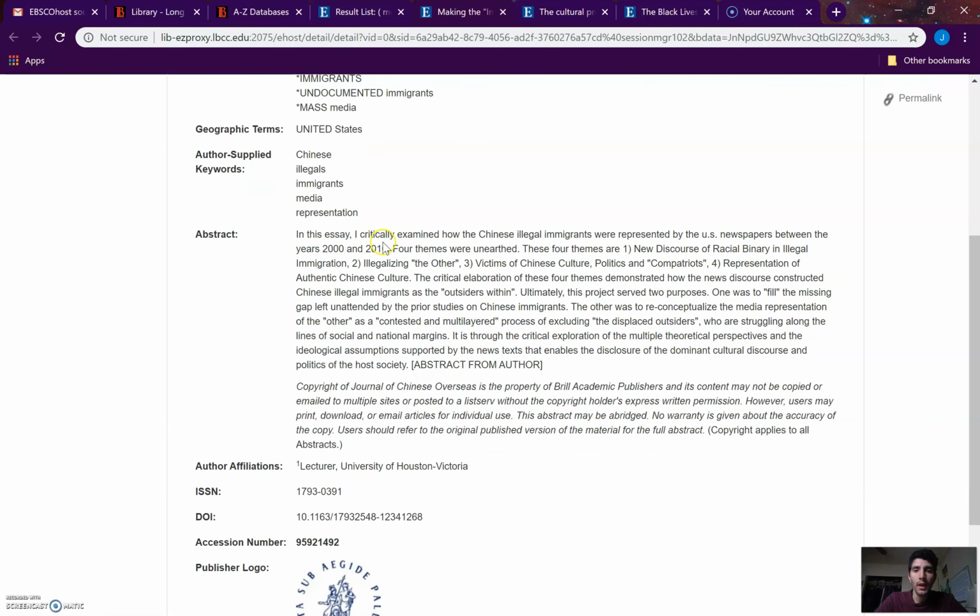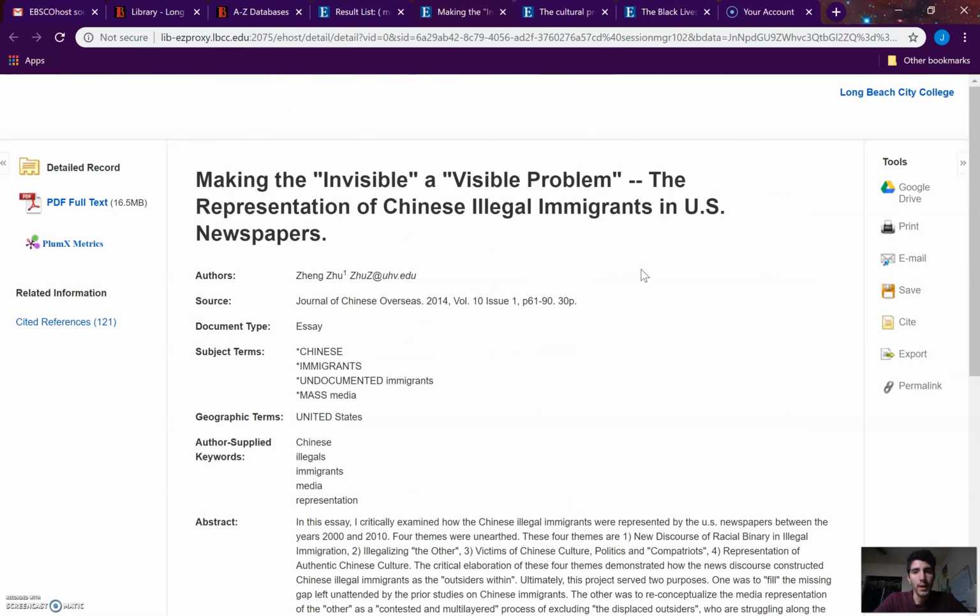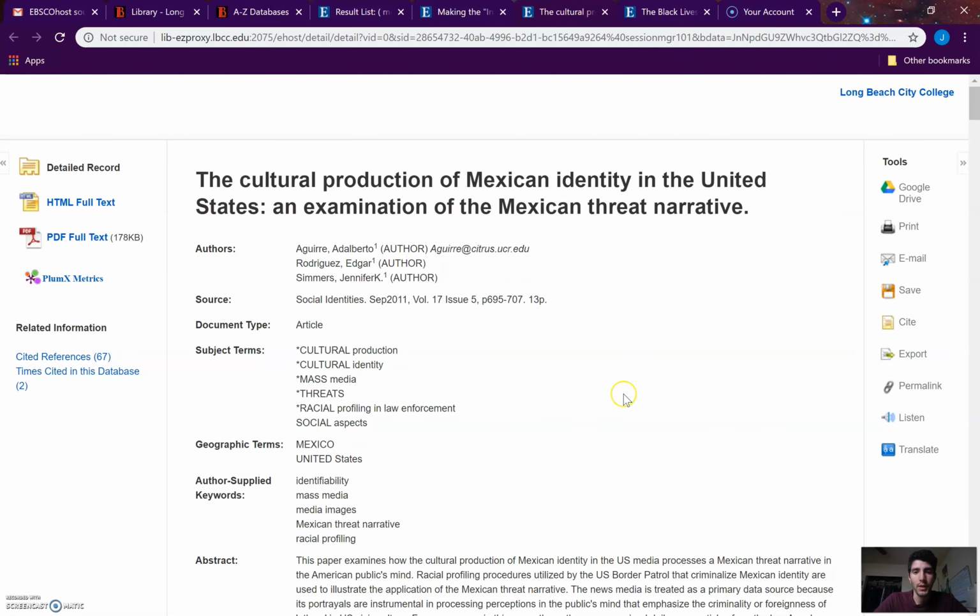So in this essay, the person writes that they examined how Chinese illegal immigrants were represented by U.S. newspapers between 2000 and 2010. That's an excellent topic for this essay. So this source is perfect. It totally relates. And they discover four themes. Okay, illegalizing the other. So these are all really relevant things that would help me answer some of the questions for essay prompt 2. So this is a possible source, but I kind of want to wait and see what the other sources say.